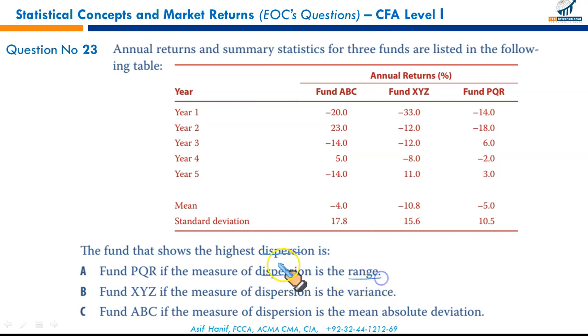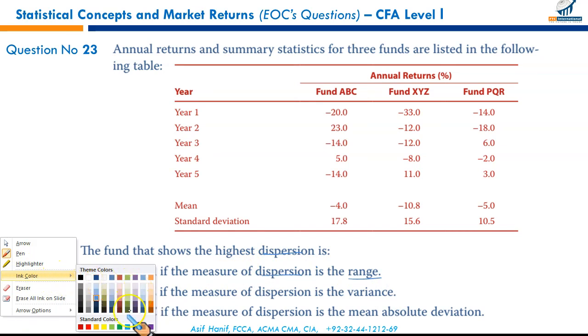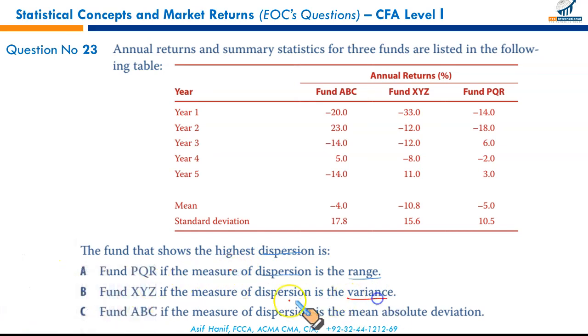He's talking about range. Let me change the color so as to make it more visible. So it's better that you construct a table: ABC, XYZ, and PQR. We need to calculate range, variance, and mean absolute deviation for all of these. And as I said, this is for the sake of practice. Calculating all these things simultaneously in the real exam would be a challenge.